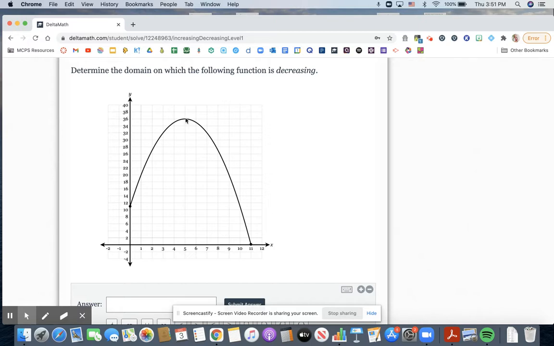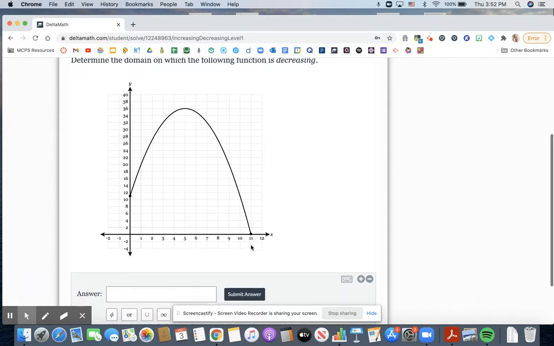So again, remember, I'm always using x values to describe my increasing and decreasing intervals. So at this peak, I need to figure out what is the x value here. So I'm going to go down to my x-axis and see that this is at the x value of 5. So now I know that my graph starts to decrease when x is 5. Now I need to see when does it stop decreasing. Well, it's going to stop decreasing at this endpoint. This one does not have an arrow, so it does stop decreasing at the value of 11.